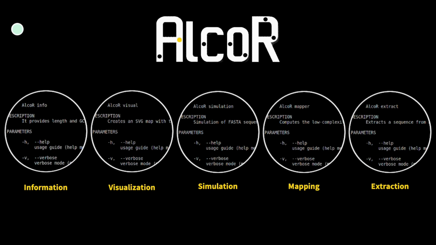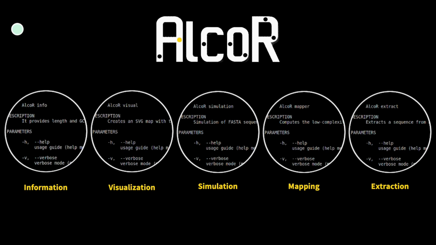The information module retrieves information on the length and GC percentage of each FASTA read. This information can be useful in later stages of the analysis. The extraction module allows users to extract a sequence from a FASTA file using positional coordinates independent of the existing headers of the FASTA files. The mapping module is the heart of the AlcoR method.